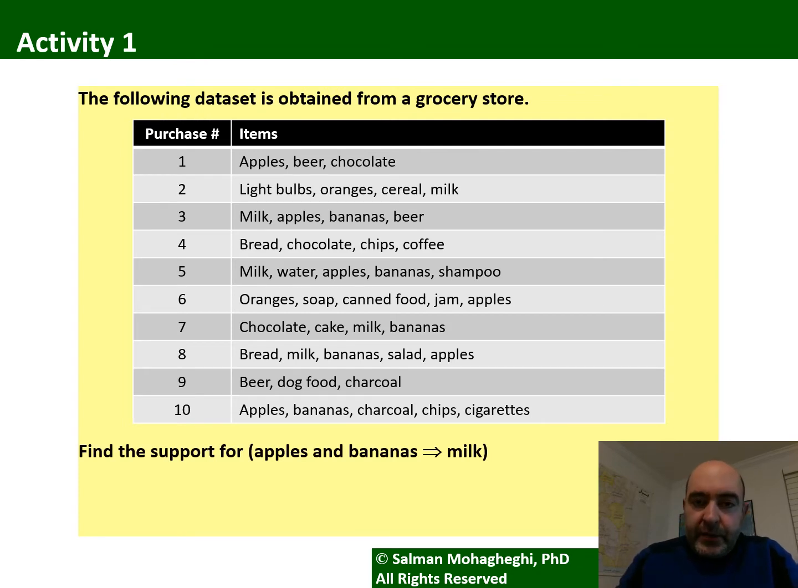Okay, let's practice this through an example. Imagine we have this data set that we have obtained from a grocery store. So there are 10 data instances, let's say each one representing a customer, along with the items associated with each one. So the items would be the items that this particular customer has purchased. What I would like you to do is to find the support for this rule, apples and bananas, then milk. At this point, what I'd like you to do is to pause the video, go through this exercise. When you're ready, hit play to see the answer.